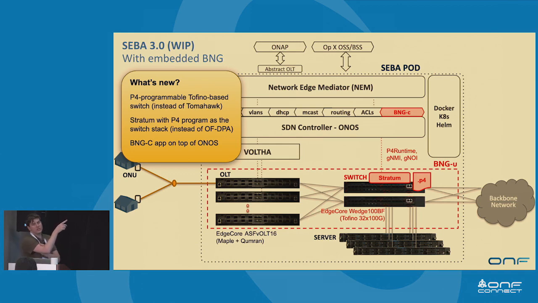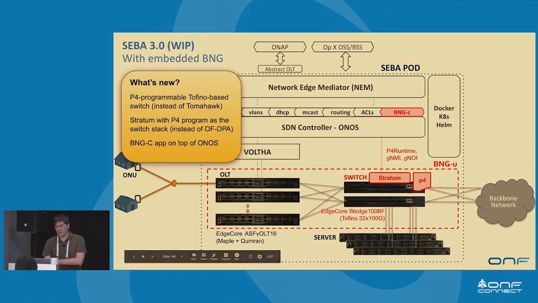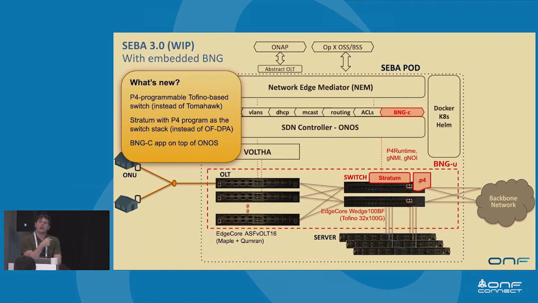And now we have this BNGC application running on top of ONOS. The P4 program running on the switch is a version of fabric.P4 that already provides functionalities like routing and bridging and multicast, but has been extended with some BNG-specific tables, for example, to be able to process the PPPoE header.